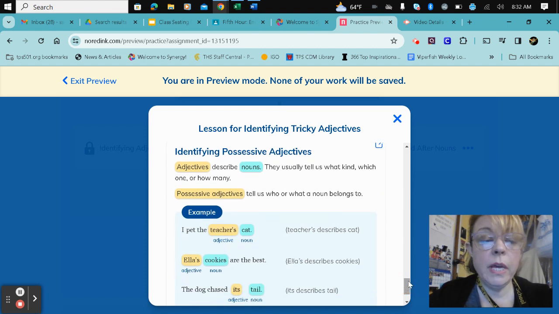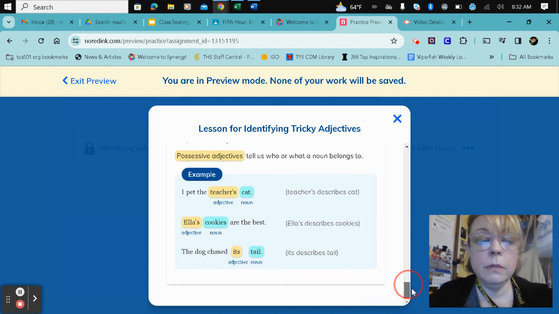Then we have identifying possessive adjectives. Possessive adjectives tell us who or what the noun belongs to. There's a little bit more. I pet the teacher's cat. So this is someone's cat. We are going to put the apostrophe S, but that is known as an adjective. Ella's cookies are the best. Ella's is the adjective. The dog chased its tail. So we have its as the adjective.